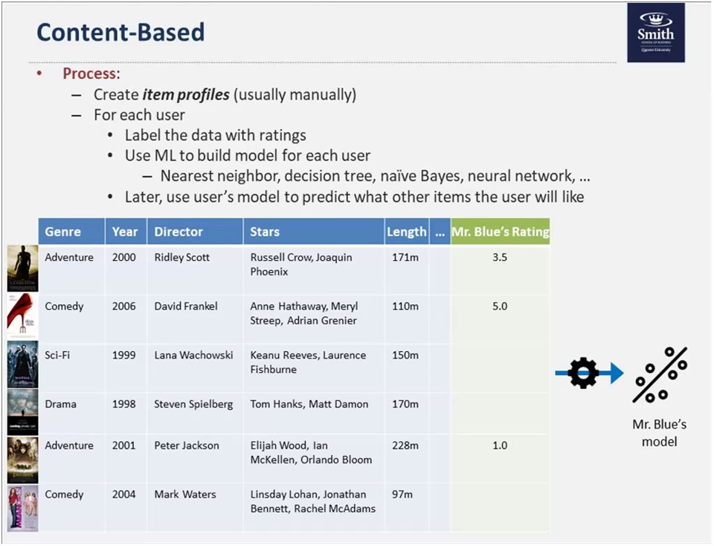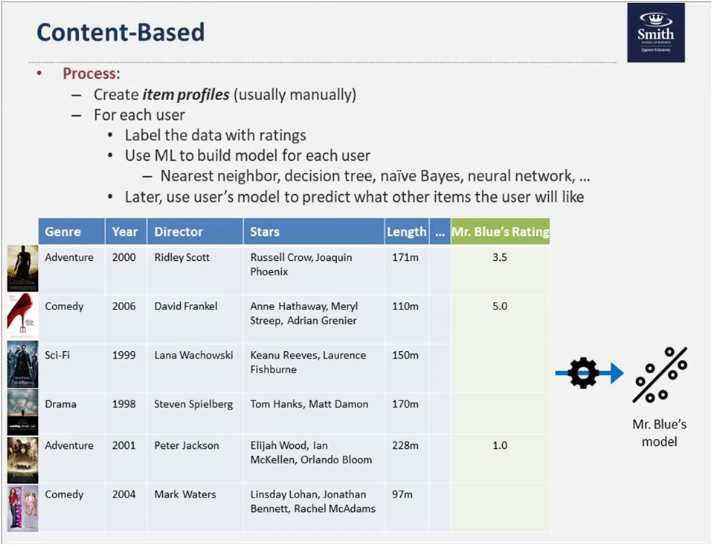And then, for every single user in the system, you make a copy of this item profile, and you add one more column. The column is Mr. Blue's, or this individual user's, rating of the movies. So here we're showing Mr. Blue's copy of this matrix, and we see Mr. Blue has rated some of the movies, not all of them.